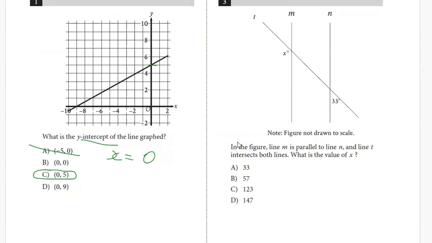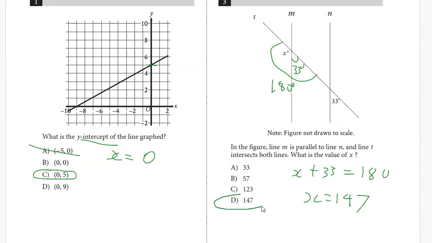Okay, a geometry problem. In the figure, line M is parallel to line N and line T intersects both lines. What is the value of X? Since these two lines are parallel, this is 33 degrees, and these two must add up to 180. So X plus 33 is 180. X is obviously going to be 147. So D is correct.